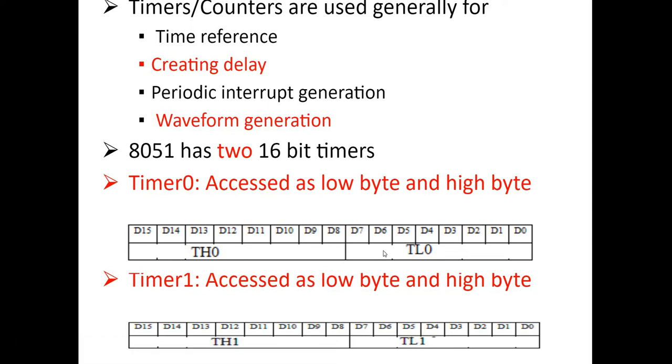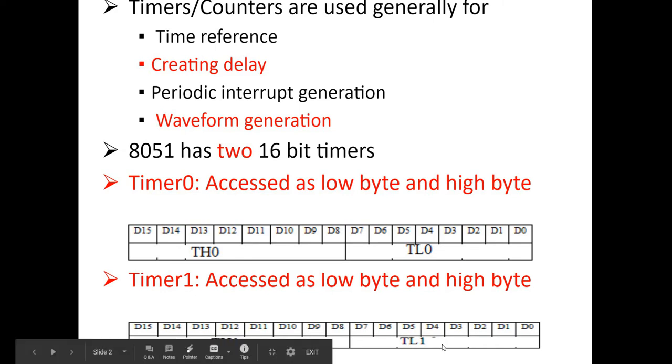and these can be accessed as low byte and the high byte. So the low byte is referred to as TL0 and the high byte is referred to as TH0. If it is timer 1, then the lower byte is called TL1 and the higher byte is called TH1.